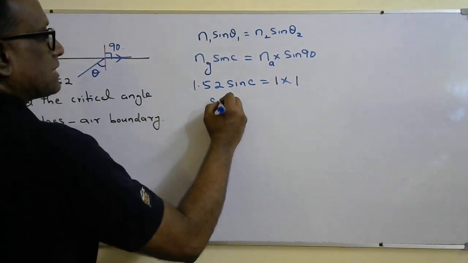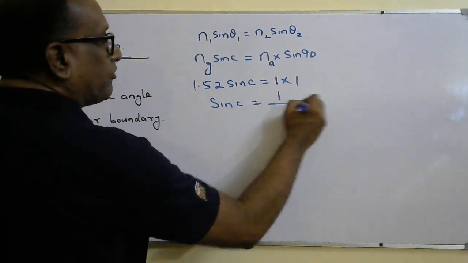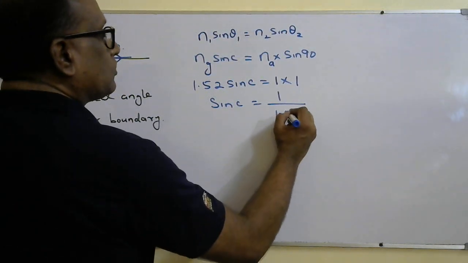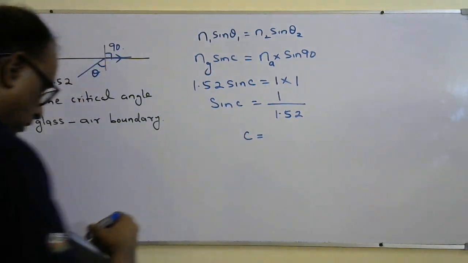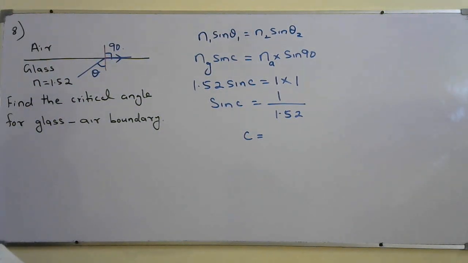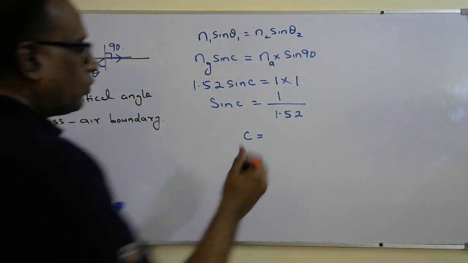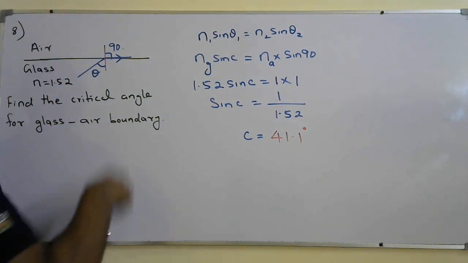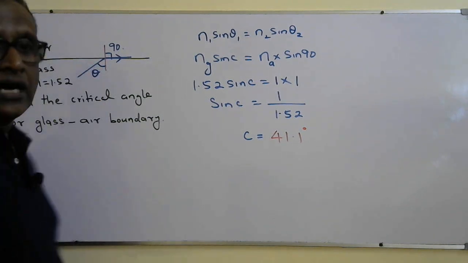So solve it now. Sin C equals 1 over 1.52. You get the same format as IGCSE, but better follow this way. Find C, and you'll get the critical angle as 41.1 degrees. That's the critical angle for the glass air boundary.